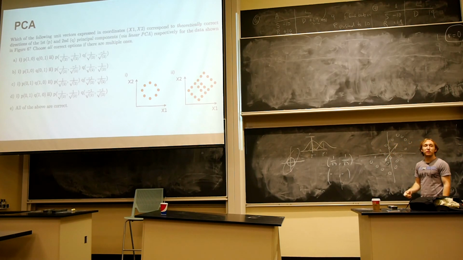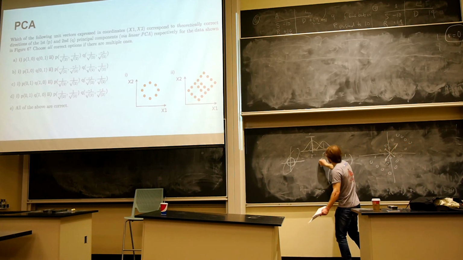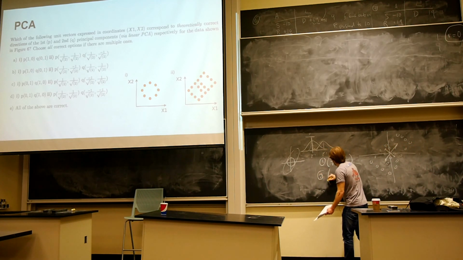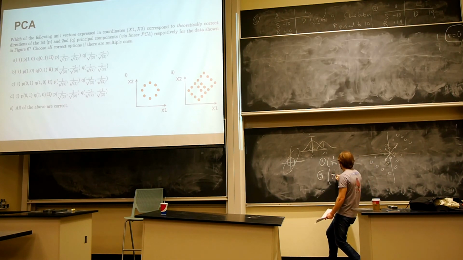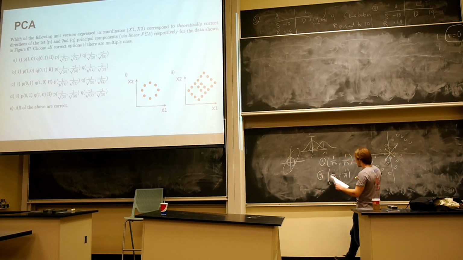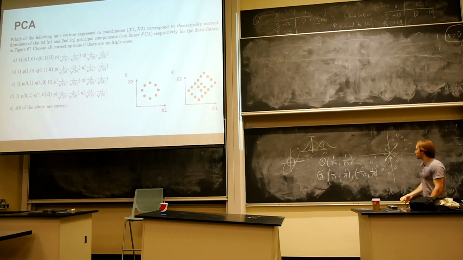What would be an example of the second greatest variance in this data set, the second principal component? The other diagonal? Okay, great. So this one or this one. So this is the first principal component. We can write the second principal component as either 1 over square root of 2, comma negative 1 over square root of 2, or the opposite, negative 1 over square root of 2, comma 1 over square root of 2. So this is our first and second principal components.